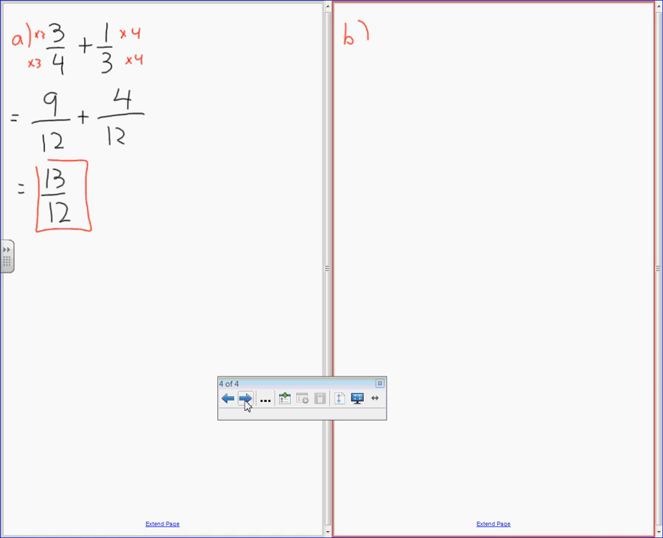Let's get the pace up a little bit. 4/7 divided by 2/3. Yuck. Do you remember how we divide fractions, Austin? No? Somebody help me out here. Tristan, go ahead. Okay, so we're going to invert and multiply.